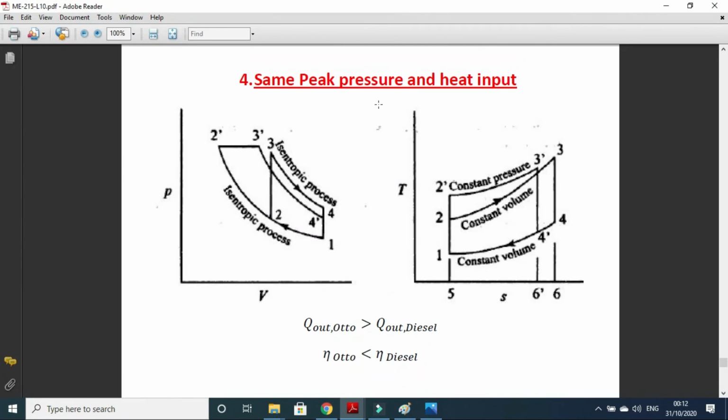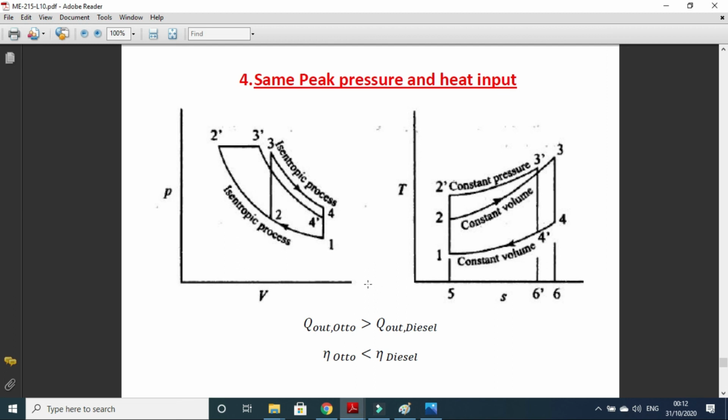And the last case is the same peak pressure and heat input. Here you need to compare the Q out. So 1 to 4 is the heat rejection process curve of the Otto cycle, which is the largest, and 4 dash to 1 is the heat rejection process curve of the diesel cycle. So Q out of the Otto cycle will be greater than Q out of the diesel cycle, so its efficiency will be less than the efficiency of the diesel cycle. So the Otto cycle has a higher Q out as compared to the diesel engine, so its efficiency will be lower than the efficiency of the diesel cycle.